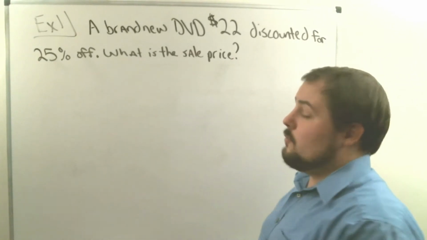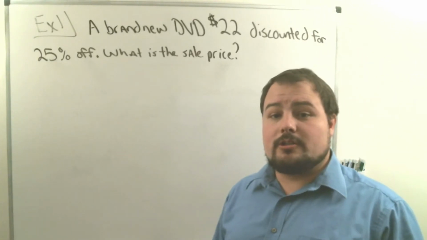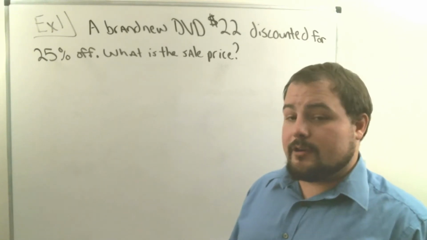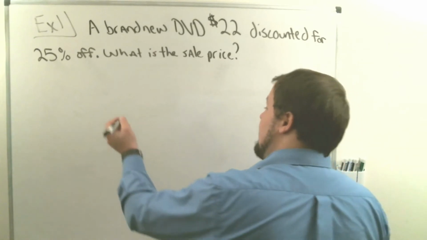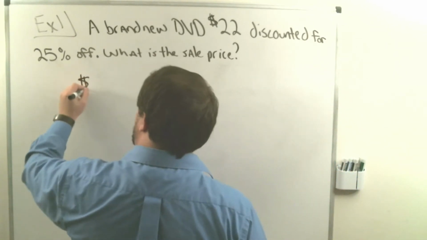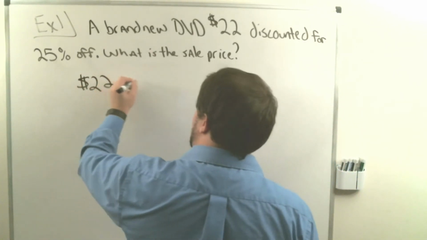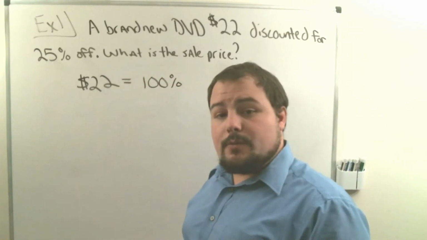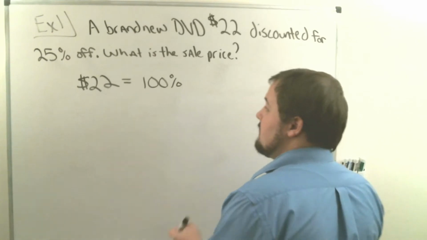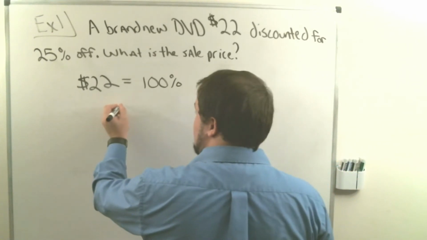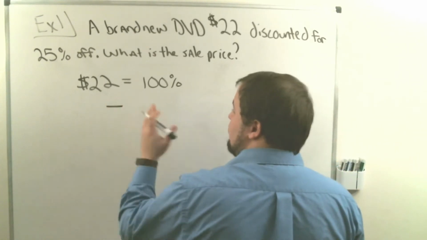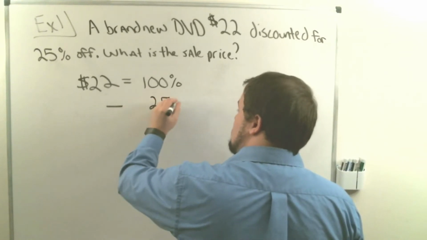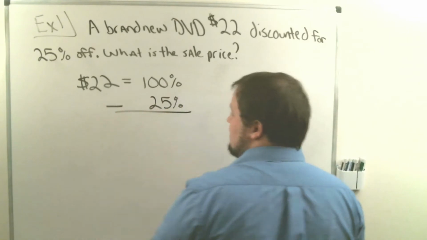So our first example, we get a brand new DVD that costs $22, and it's going to be discounted for 25% off. So we need to figure out what the sale price is. As we did today in class, the first thing we do is we say that $22 equals 100% of the cost. Always start with the original amount and say it's 100%. Since it's a discount, we know we're actually going to subtract that percent from the actual price. So we're going to subtract or take away 25% because that's the discount.